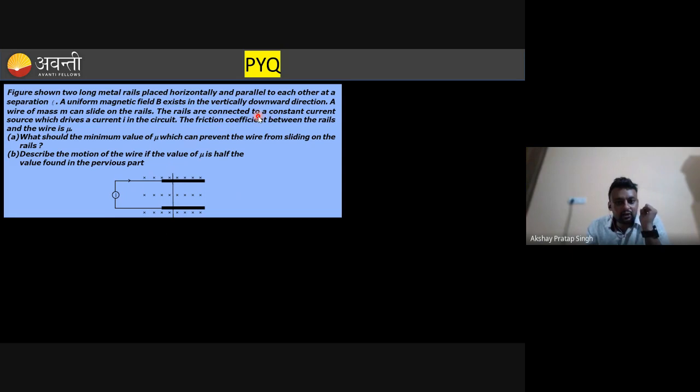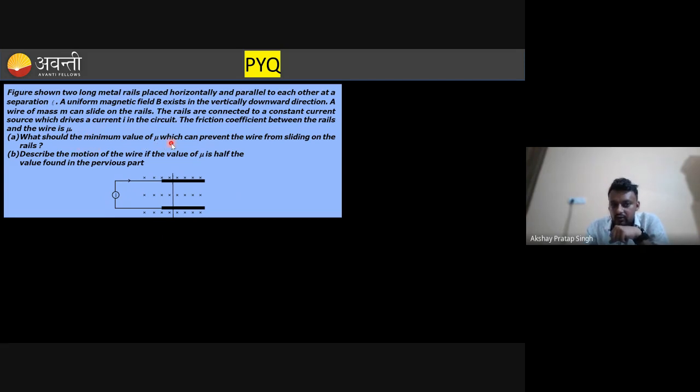The rails are connected to a constant current source which drives a current I in the circuit. You can see there is a current I in the circuit flowing in this direction. The friction coefficient between the rails and the wire is mu.